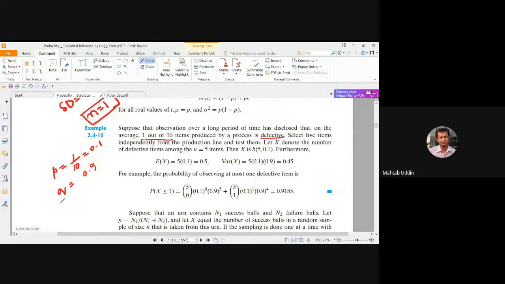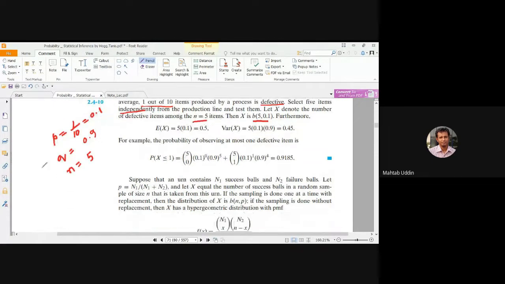Select 5 items. So here n equal to 5. Select 5 items independently from the production line and trace them. Let X denote the number of defective items, so n equal to 5. Then this is the binomial distribution having 5 items with probability of defectiveness 0.1. Then easily you can write f(x). What will be the f(x)? 5 choose x, 0.1 to the power x, 0.9 to the power 5 minus x. Do you understand?